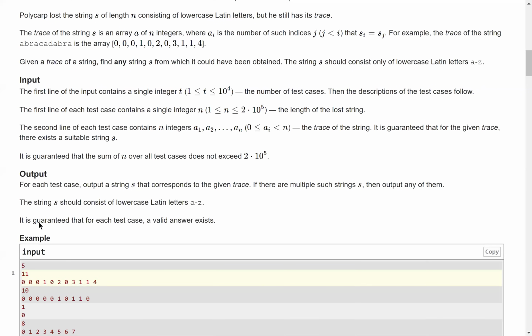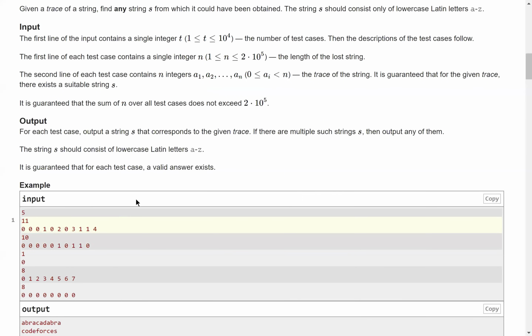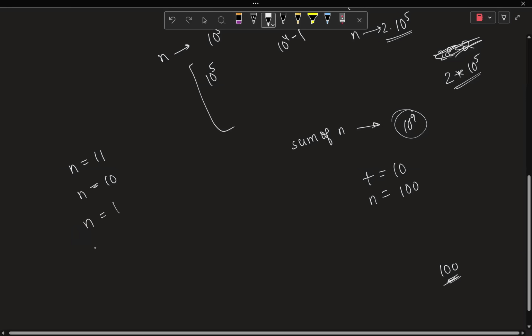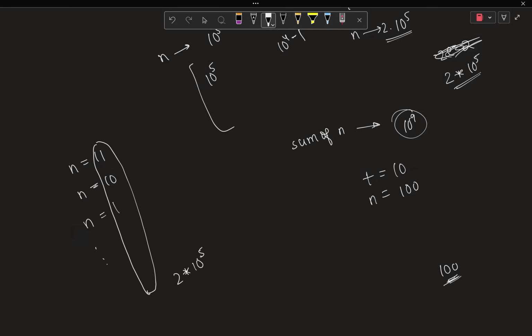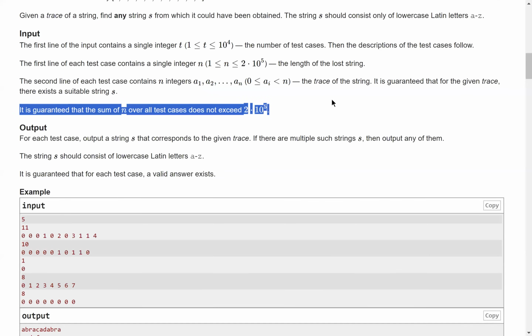Like in the first test case, they have n equal to 11. In the second test case, n equal to 10. In the third test case, n equal to 1, and so on. At the end of the day, whatever the value of n in every test case, if you take the sum of all of them, it will never be greater than 2 into 10 raised to the power 5. That is what they have explicitly mentioned here.